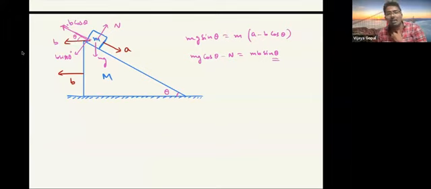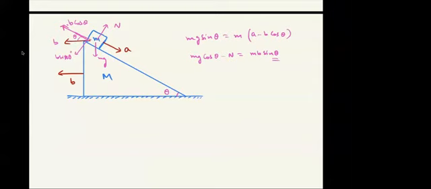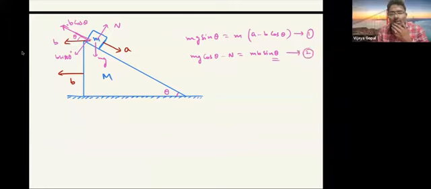Can you guys tell me how many unknowns are there here? 3. What are those 3? A and B, and one more unknown is there. Normal force. So we need how many equations? 3 equations. The other equation we can get from the normal force on the wedge. It will be in what direction? Perpendicular downward, an action-reaction pair. On this it is upward, on this it is downward.